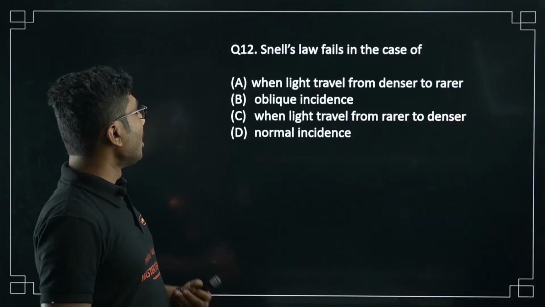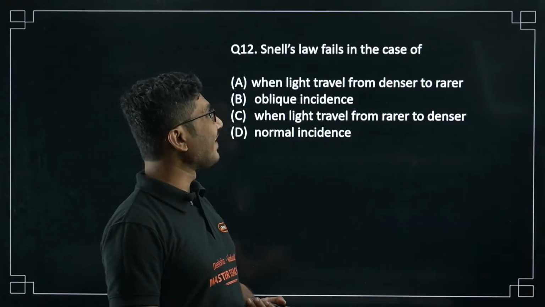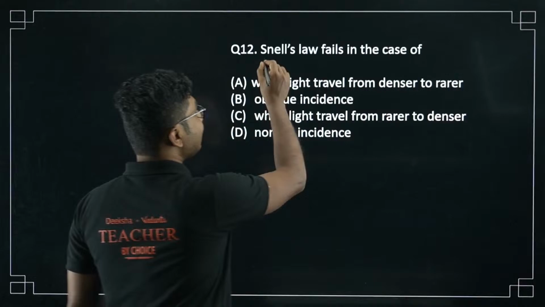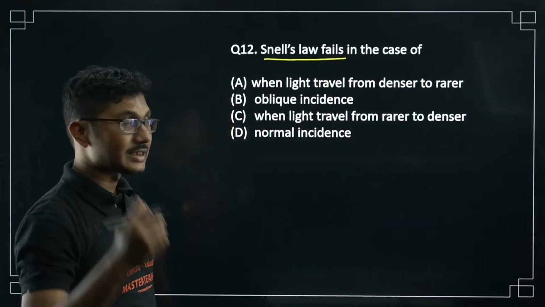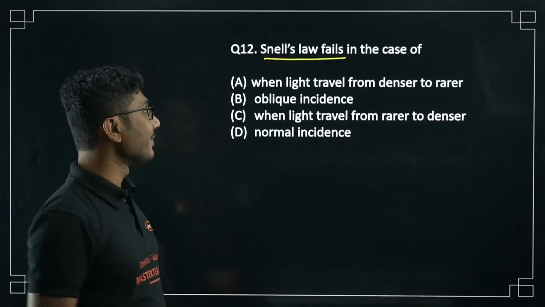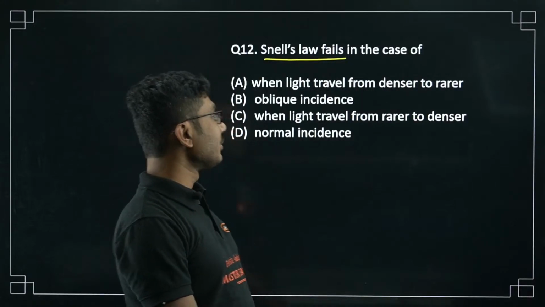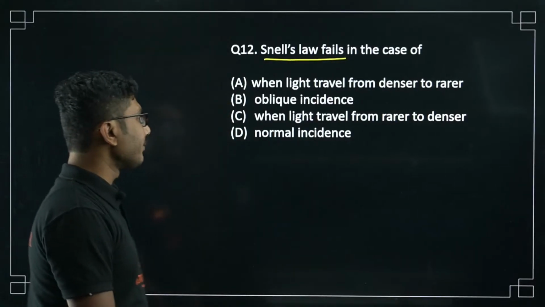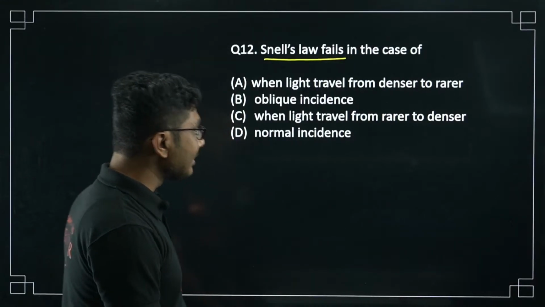Now question number 12, Snell's law fails. Very important. Snell's law is not always correct. There is a condition when it fails: when light travels from denser to rarer medium, oblique incidence, when light travels from rarer to denser medium.